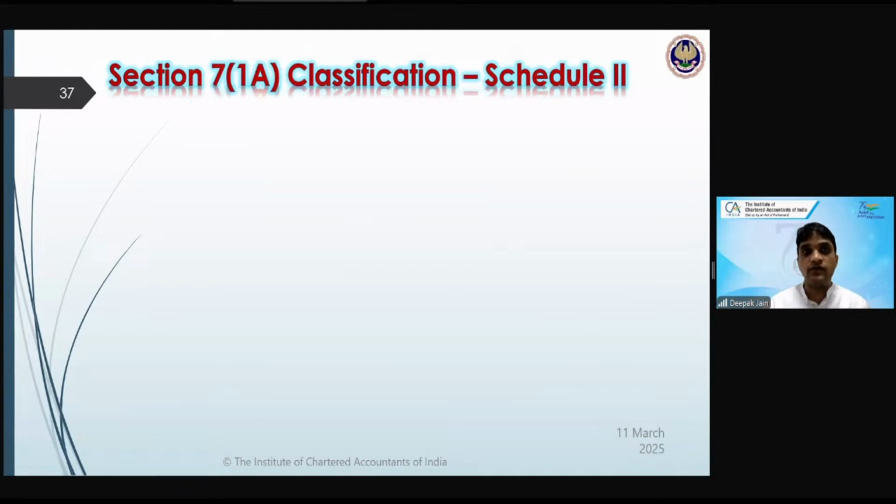Then 7(1) capital A. We have seen 7(1) small a. Now we'll see 7(1) capital A, which is talking about classification. This classification is given in Schedule 2. On which rate GST? Mausam Kumari, on the 100 rupees only, GST will be charged.